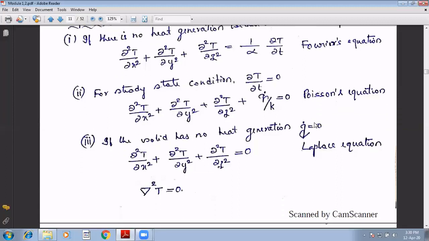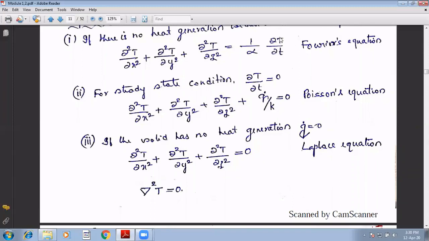And if we consider no heat generation and steady state, this term is 0, and at the same time Q dot is also 0. Now we simply get del square T upon del x square plus del square T upon del y square plus del square T upon del z square equals 0, which is nothing but the Laplace equation. You know that.